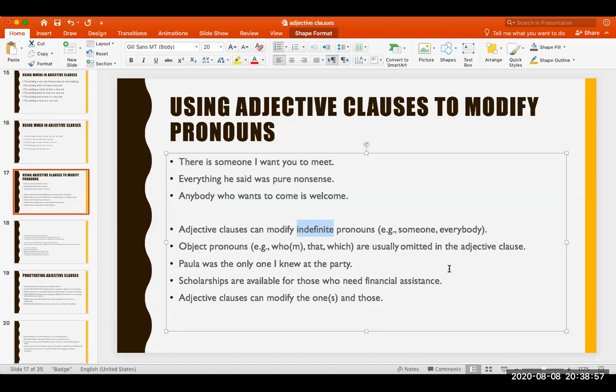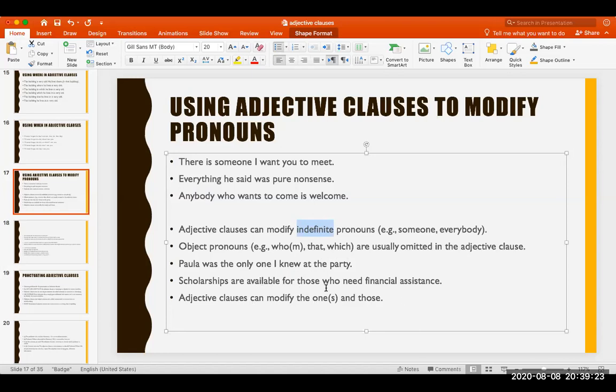It could be there is someone whom I want you to meet. So it's preferable that you delete whom, who, that, or which in these sentences when you use indefinite pronouns. This is just something very quick. Paula was the only one I knew at the party. The only one that whom I knew at the party, but you delete it.